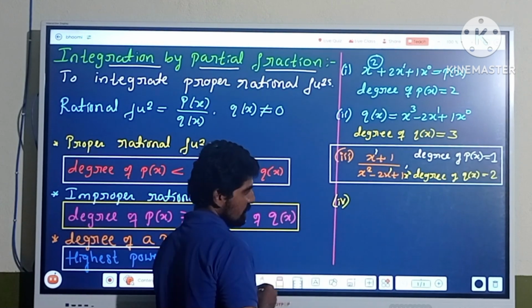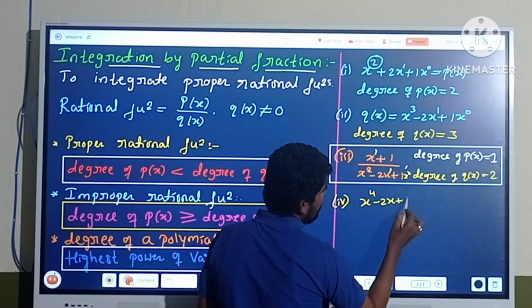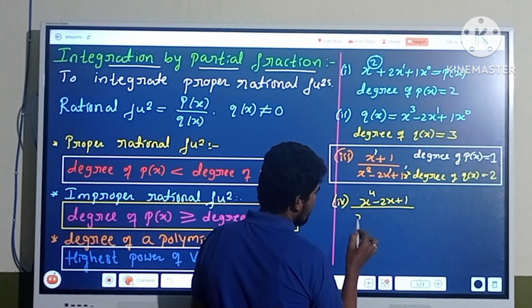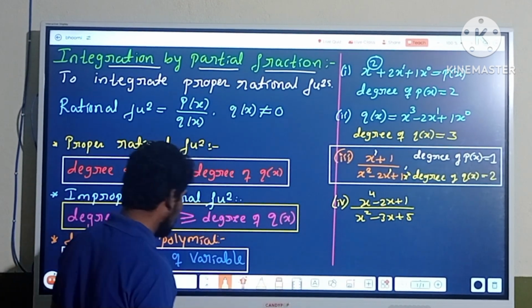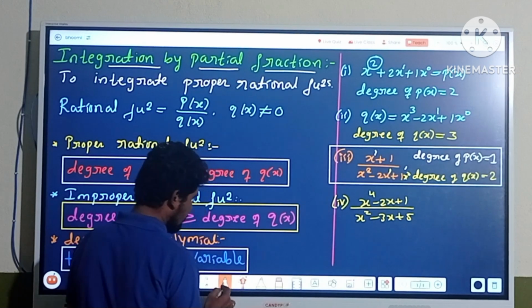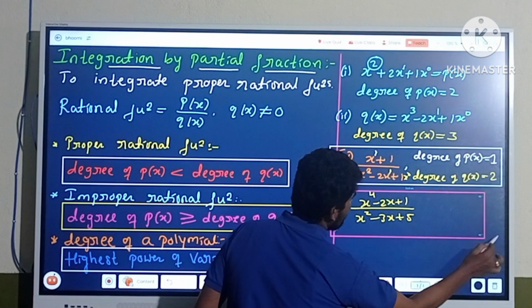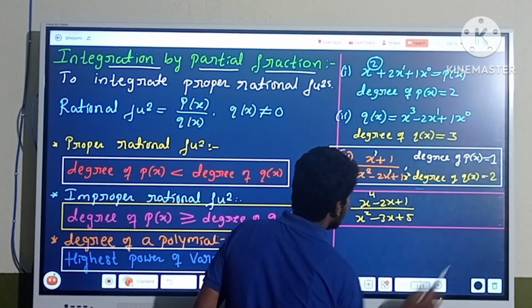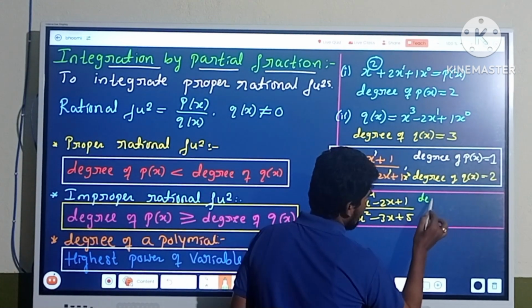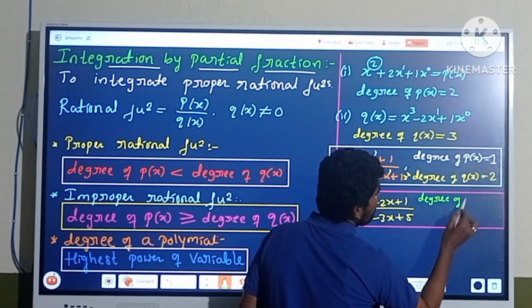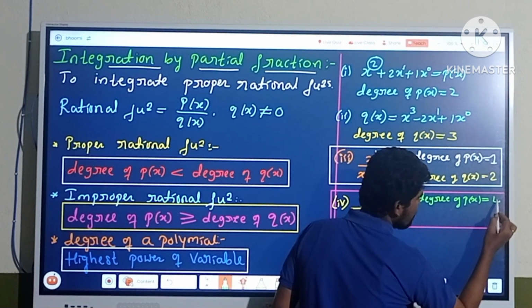Now suppose we are given the polynomial x raised to 4 minus 2x plus 1 divided by the polynomial x square minus 3x plus 5. Observe here, we need to identify whether this rational function is proper or improper. See here, the degree of the polynomial in the numerator, that is P(x): the highest power of the variable is 4. Therefore its degree is 4.